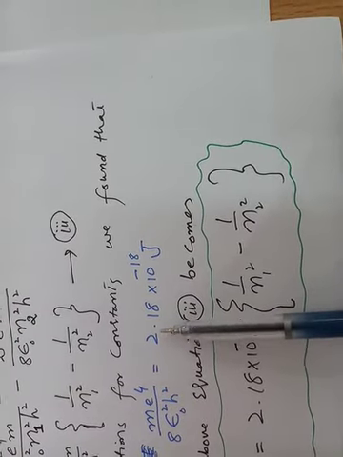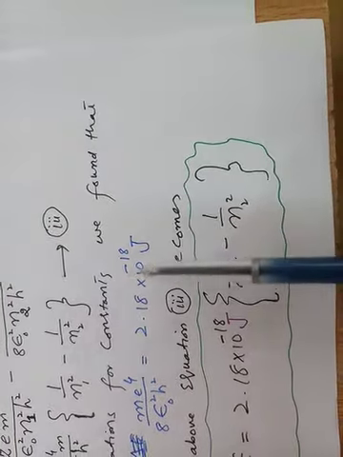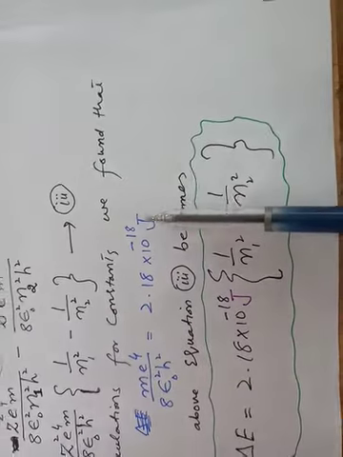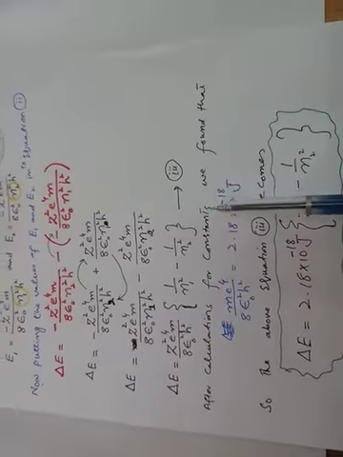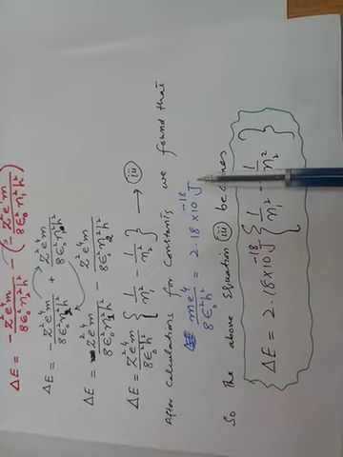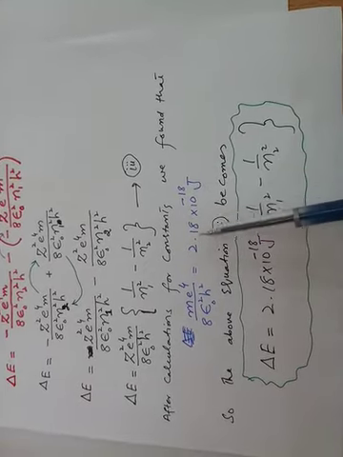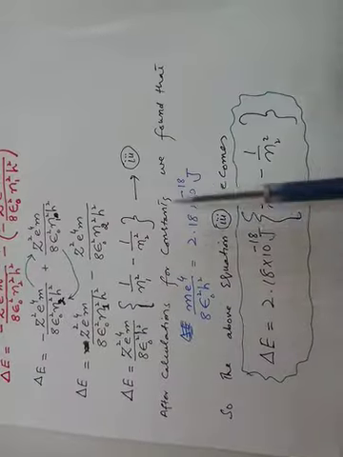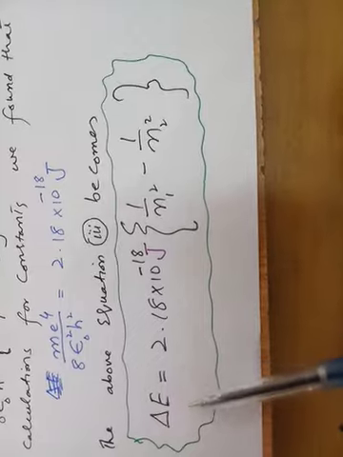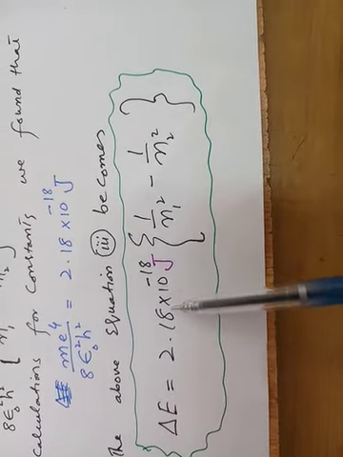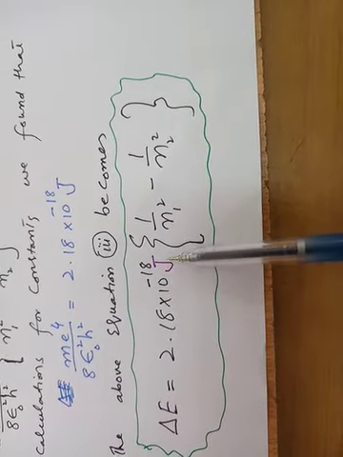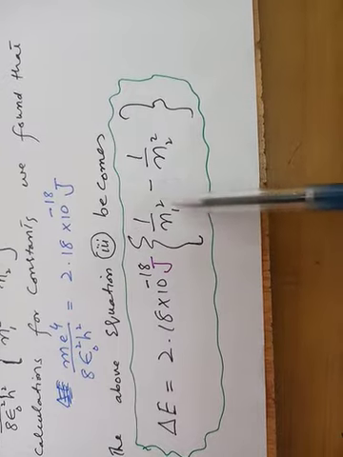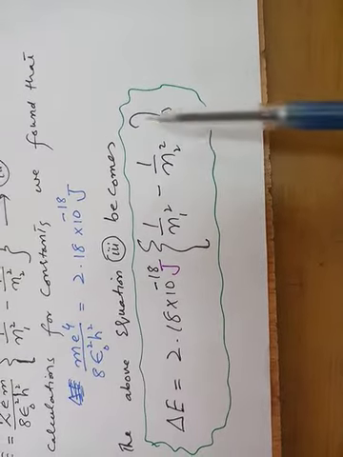The value is 2.18 into 10 to the power minus 18 joules. As we are discussing the difference of energy, the unit here is joules. So put this value here instead of this term. So the above equation 3 becomes del E is equal to 2.18 into 10 to the power minus 18 joules into 1 by n1 square minus 1 by n2 square.